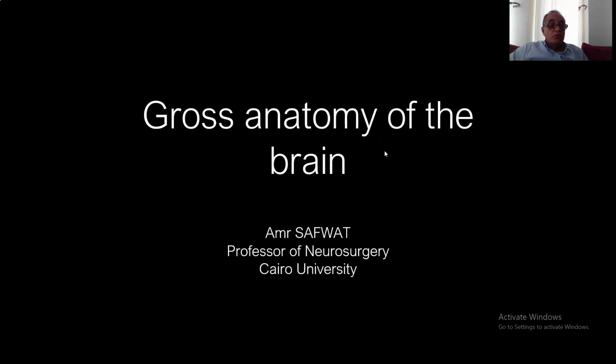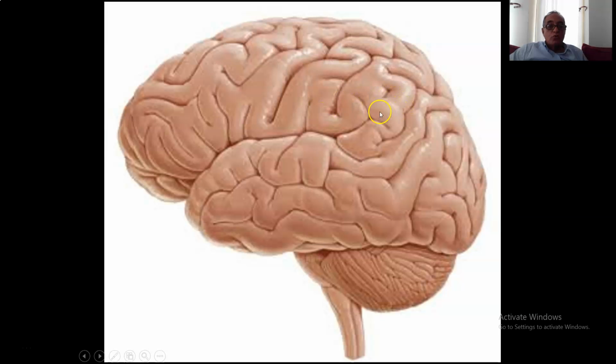Hello everybody. Today in our series of applied neuroanatomy we are going to discuss the gross anatomy of the brain. As you all know, the lateral surface of the cerebral hemisphere and the medial are formed of sulci and gyri. The aim from this very peculiar gross anatomy is that we need a very wide surface area of the cerebral cortex to be put in a small volume inside the skull.